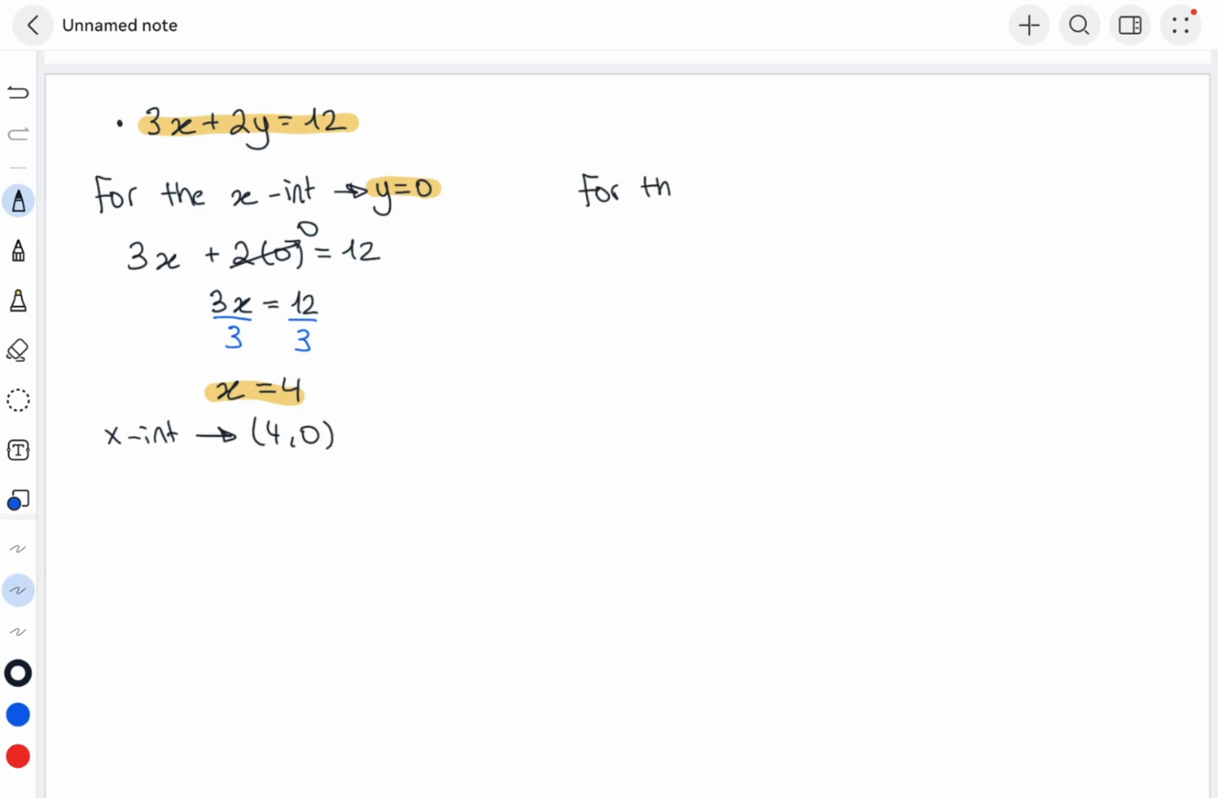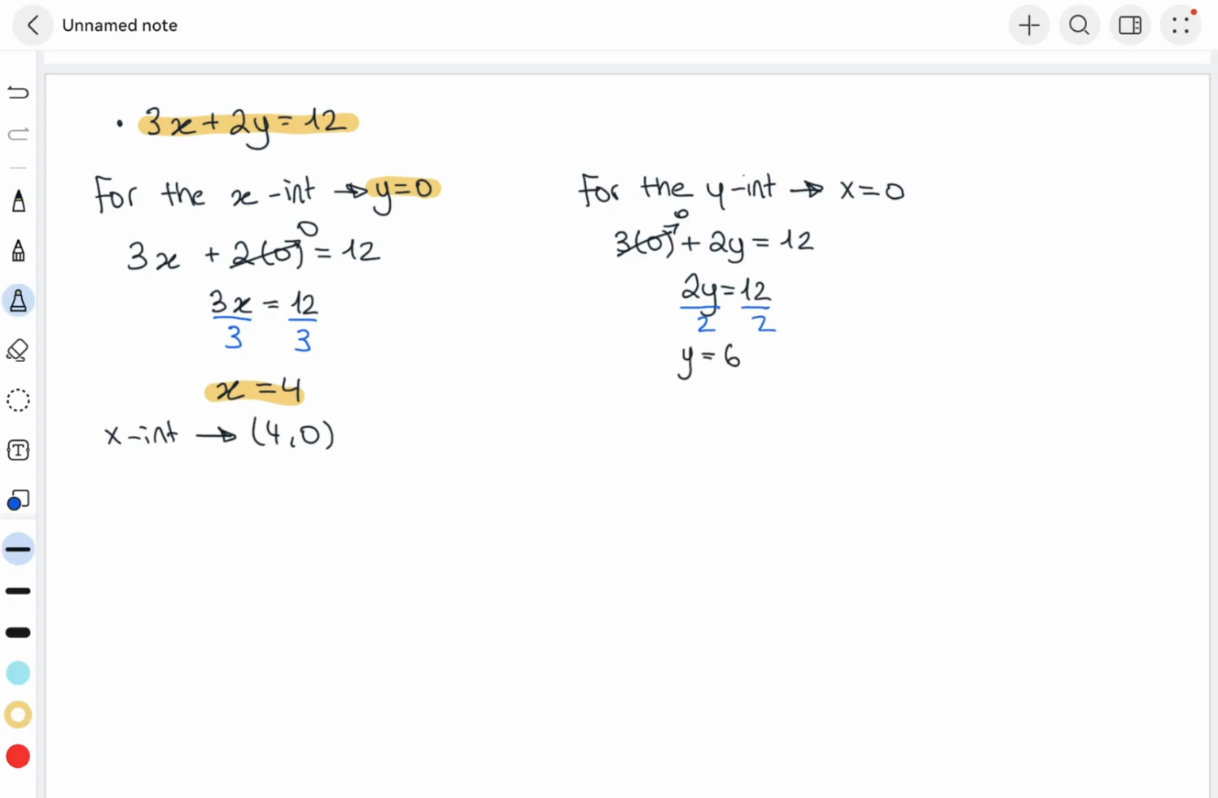For the y-intercept, we need to equate x to be equal to 0. So we'll have 3 multiplied by 0 plus 2y equal to 12. 3 multiplied by 0 will become 0. So we'll have 2y equal to 12. We divide it by 2 to keep y by itself. We'll have y equal to 6. This is our y value and this is our x value. So our y-intercept will be (0, 6).